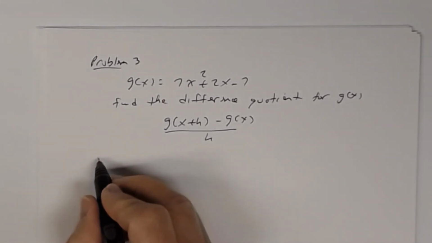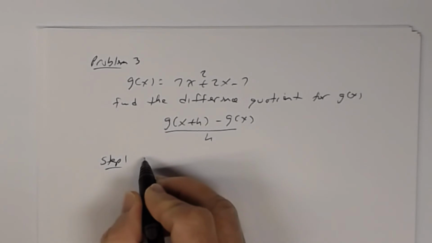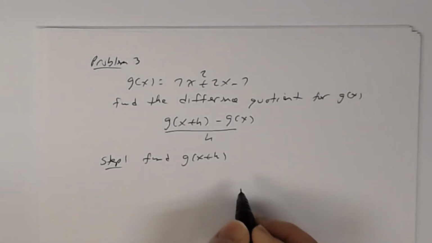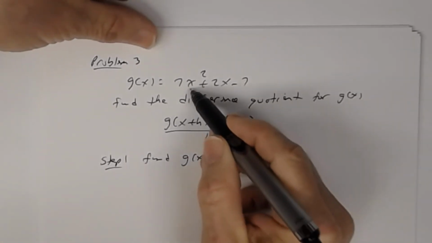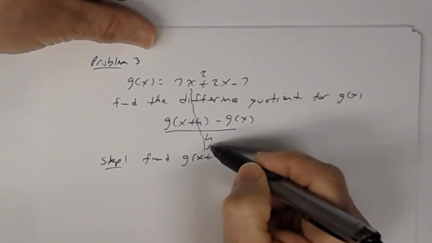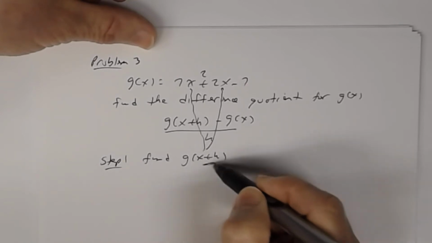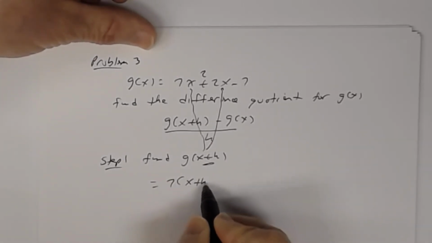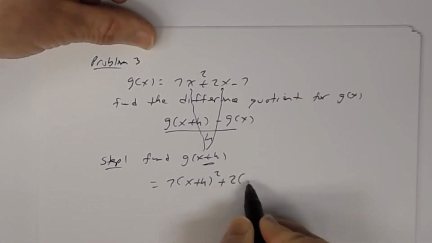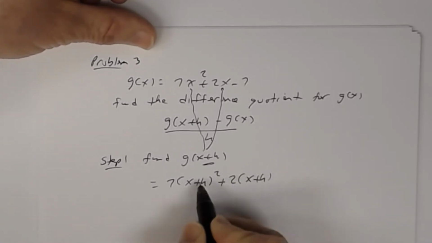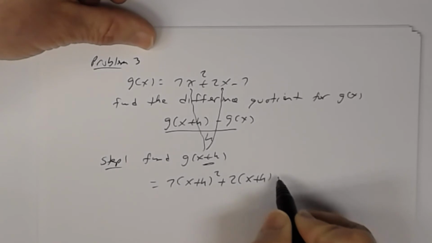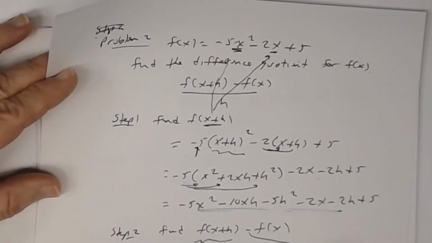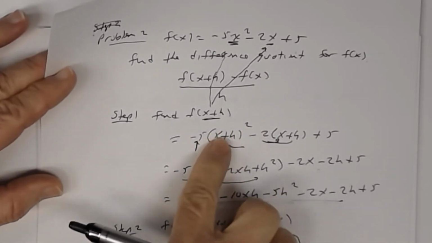All right, so here's step 1. So step 1, you're going to find g of x plus h. So remember what that means. That means wherever you see the variable x in your function, you're going to substitute x plus h. So this becomes 7 times (x plus h) squared plus 2 times (x plus h), notice the parentheses, that's important, minus 7. And then just like you did in number 2, you got to square this binomial.